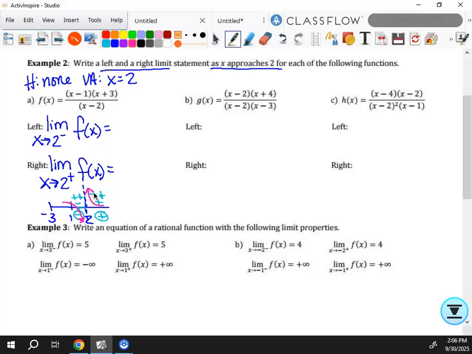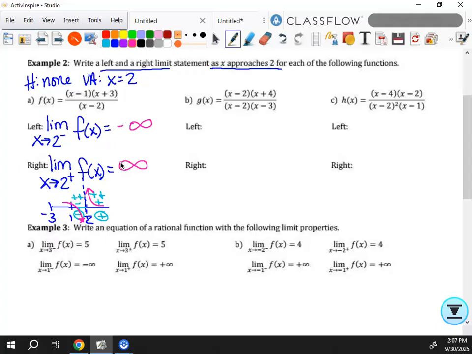Okay? That's one reason why I kind of showed y'all, I kind of drew stuff on those sign charts when I said we didn't have to, just so you could kind of get a feel for what's happening. So as I approach from the left, it's negative infinity. As I approach from the right, it's infinity. Okay.